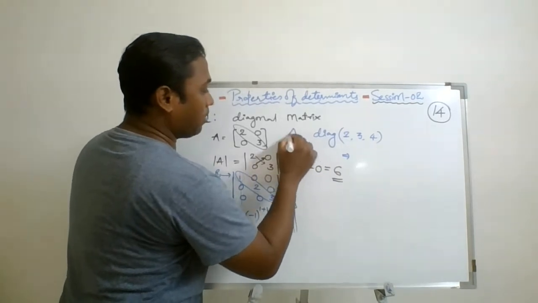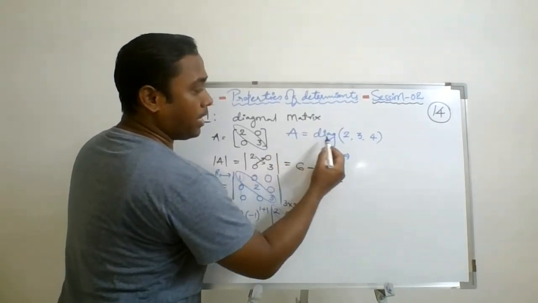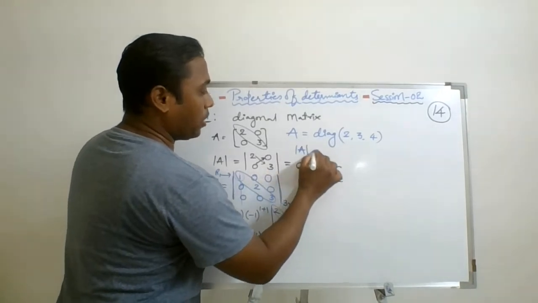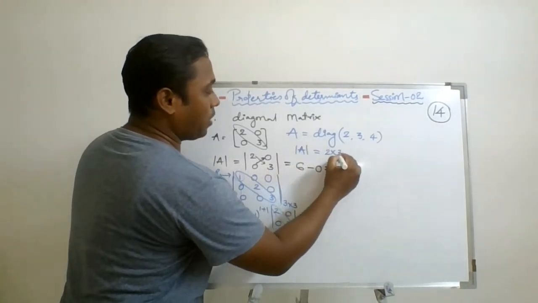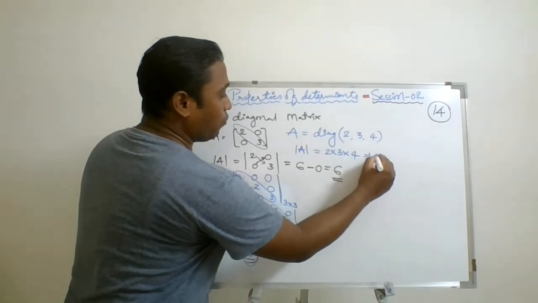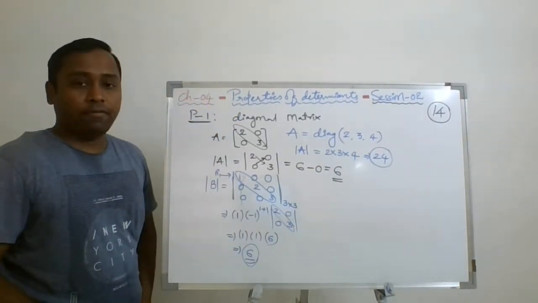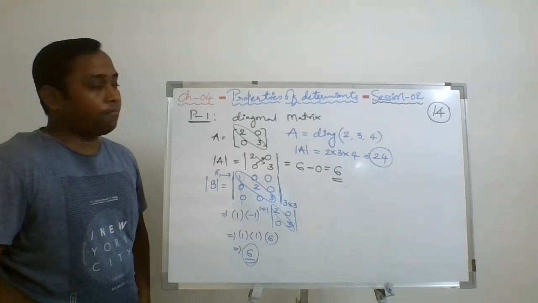If I say the element matrix A is given as this, so det A value you can simply say it's a product of diagonal elements. So it would be 24. So I hope you have understood the concept of the first property.